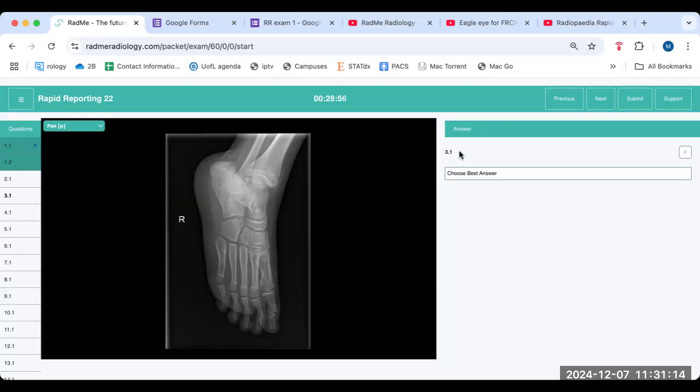In the elbow, you can put elbow joint effusion without detecting a fracture, but this is the elbow only. And the knee also, if there is lipohemarthrosis you can put it as a separate answer.